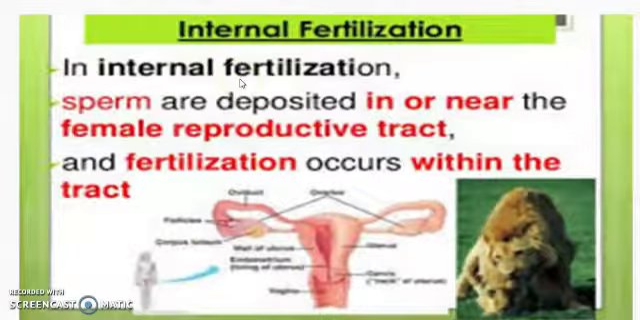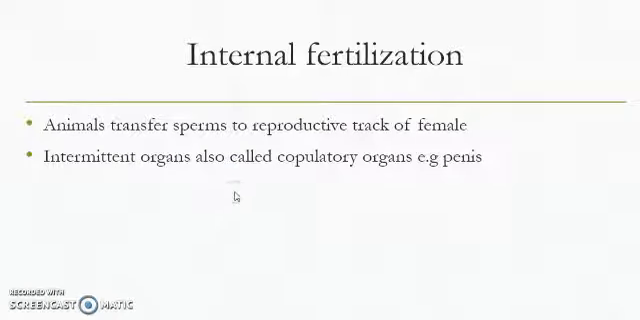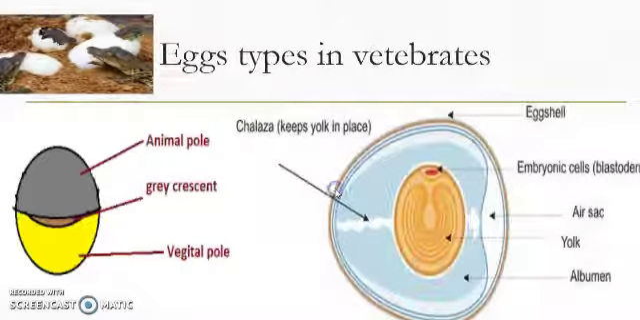In internal fertilization, the male should have a particular organ, called an intromittent organ, to transfer the gametes into the body of the female, usually in or near the reproductive tract where the fertilization occurs. Again, I said that this will require the intromittent organ. These are the copulatory organs. What is a copulatory organ? The organ present in the male that helps the male to transfer the gametes to the body of the female. And this is the egg type.